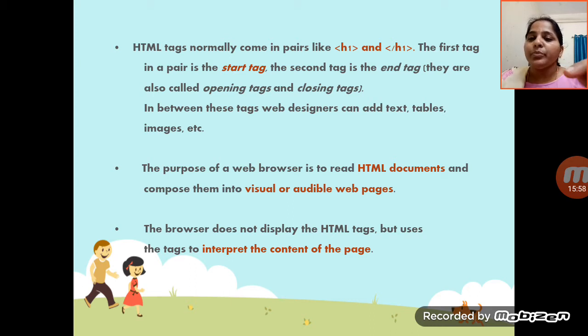The web browser does not display the HTML tags, but uses the tags to interpret the content of the page. The type of tags you use tells the browser what type of content it is.